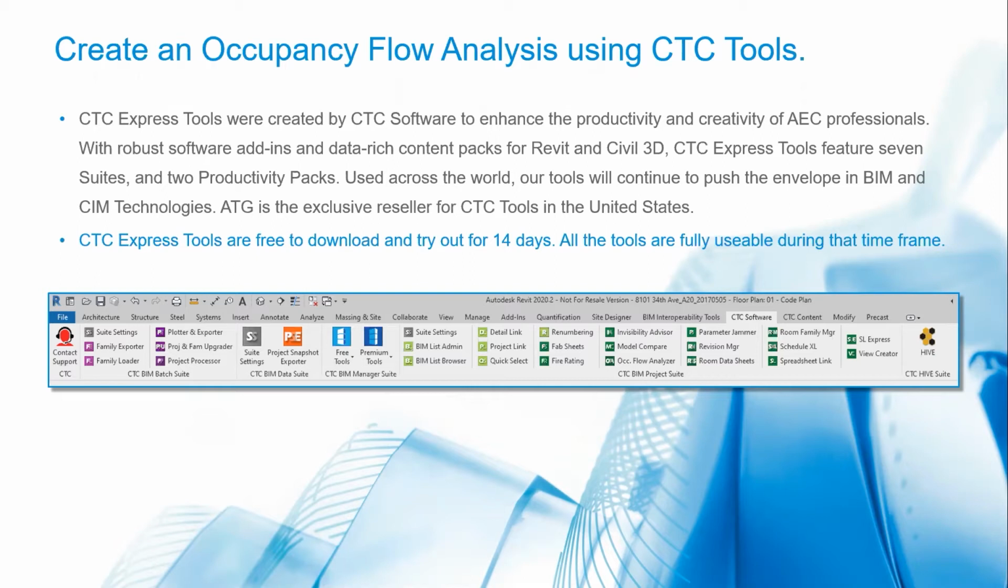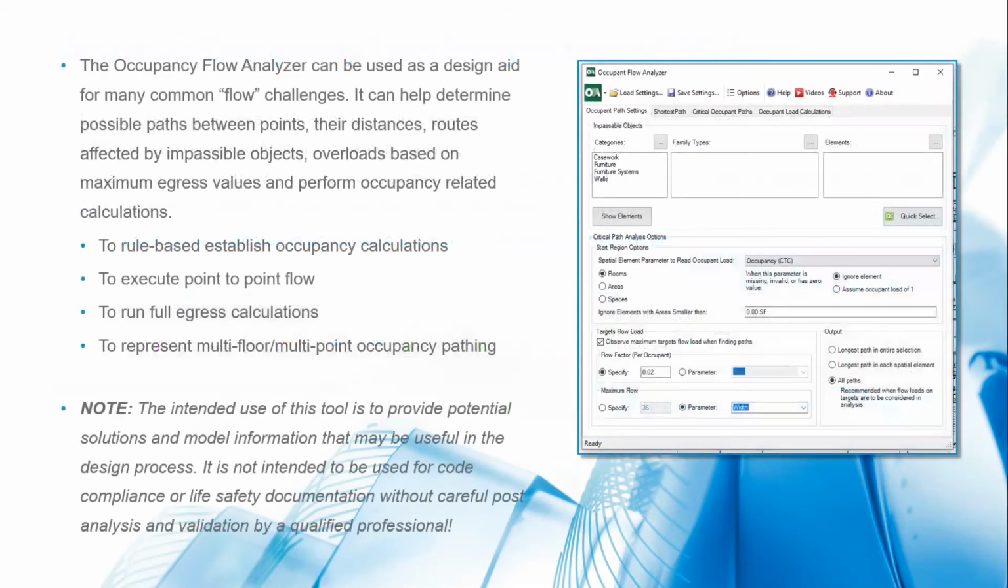I'm going to show you a couple in addition to the Occupancy Flow Analyzer, because there's some other tools that are really helpful with what we're going to be trying to do today with this analysis. So the Occupancy Flow Analyzer is used as a design aid, and it has a lot of oomph built into it, a lot of background stuff that you can do with your calculations that normally in the previous Revit world would be taking place outside of Revit.